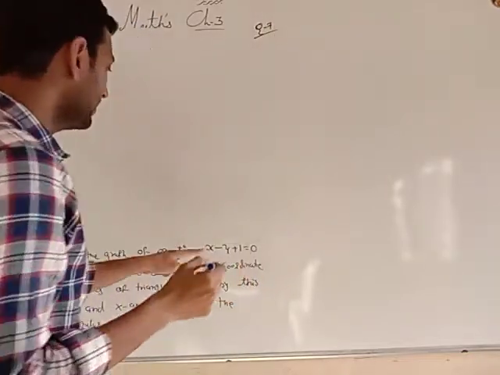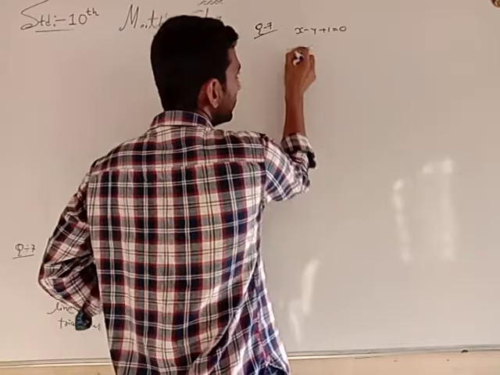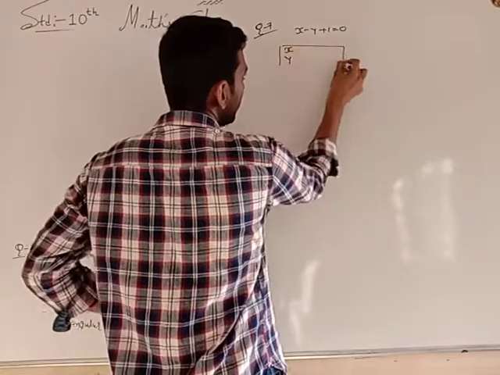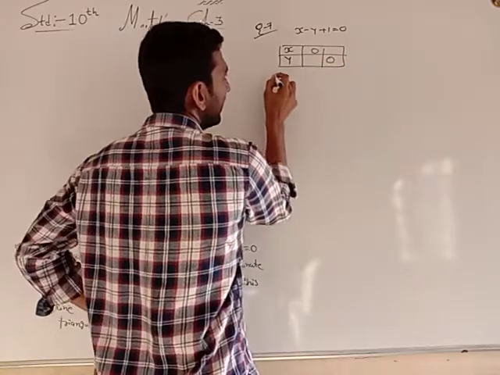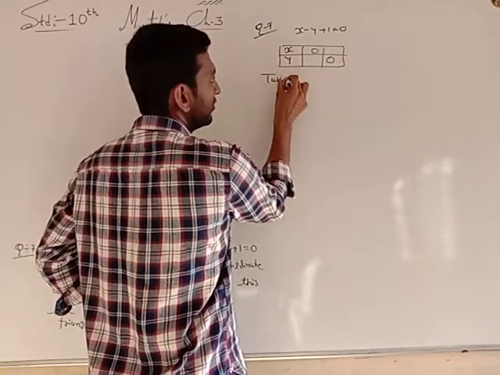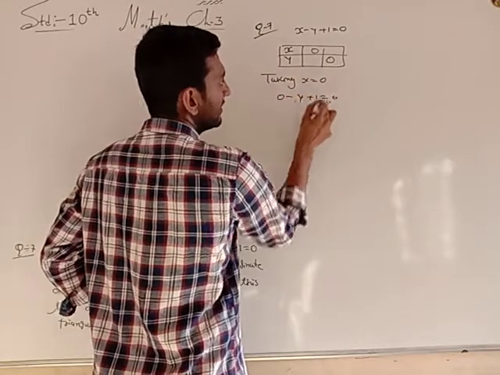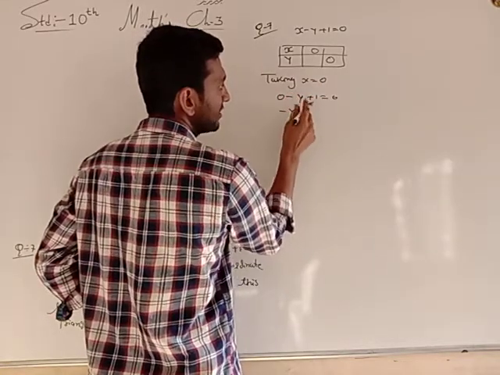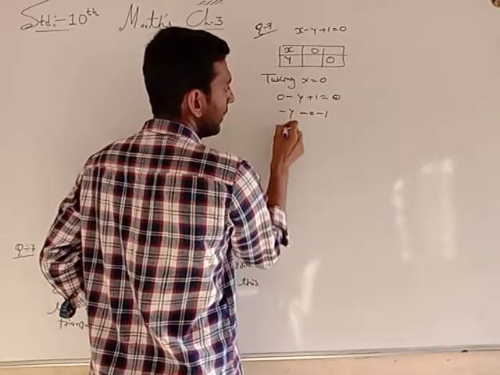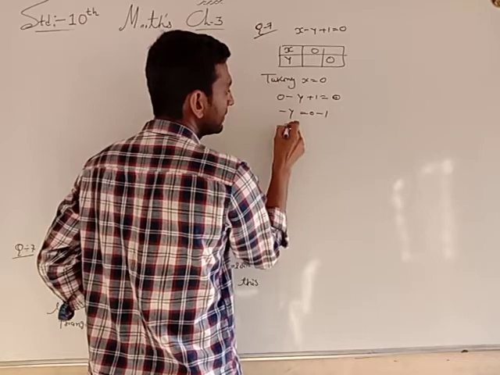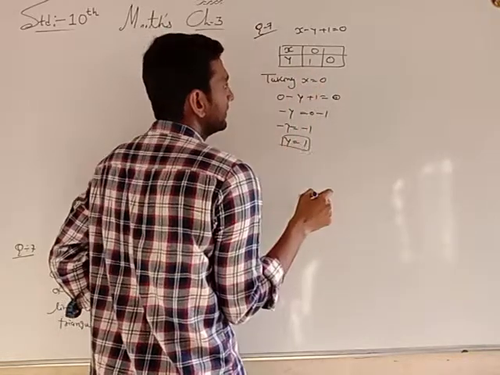Example number 7. The first equation is x minus y plus 1 is equal to 0. So x and y, a simple thing, taking x is equal to 0, taking y is equal to 0, you get the two solutions. Taking x is equal to 0, 0 minus y plus 1 is equal to 0. 0 minus y is minus y plus 1. Moving to the right side it becomes negative. So minus y is equal to minus 1, y is equal to 1.